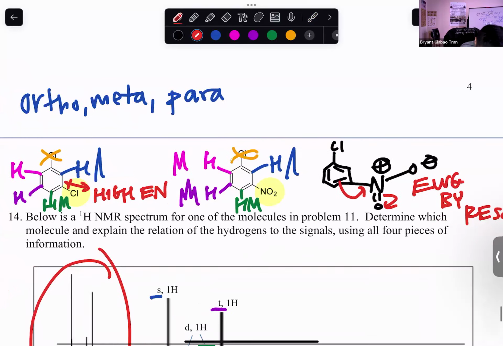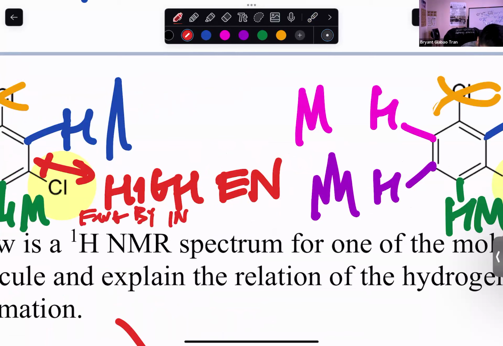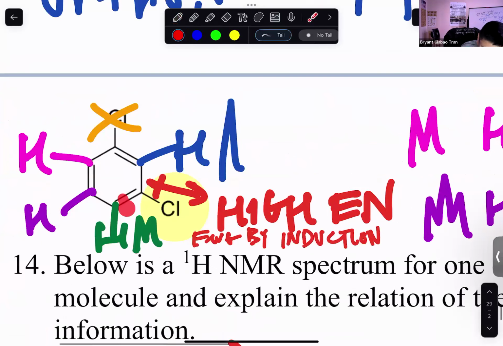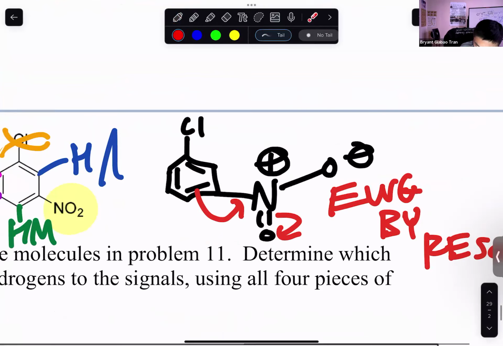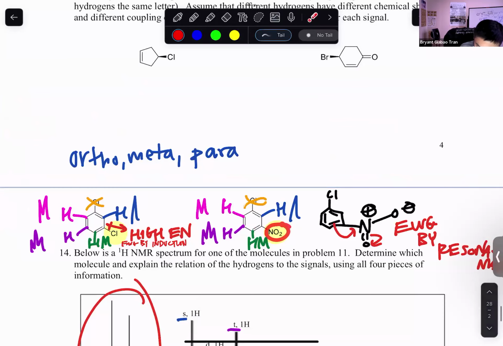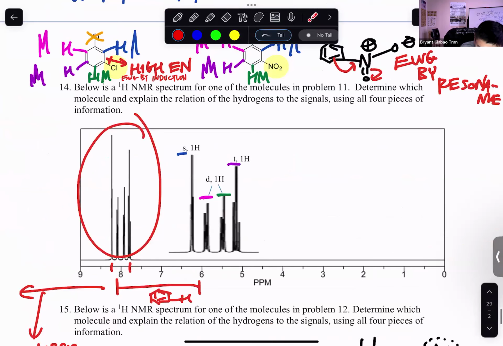Whereas this is an electron withdrawing group by induction. The chlorine is an electron withdrawing group by induction, by electronegativity. It's not actually withdrawing by resonance. It can't directly pull out the benzene's electrons like this NO2 group is here. Right. So because the NO2 is a stronger electron-withdrawing group, the peaks would be more de-shielded this way.